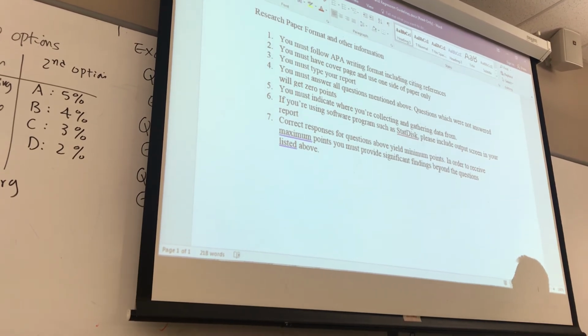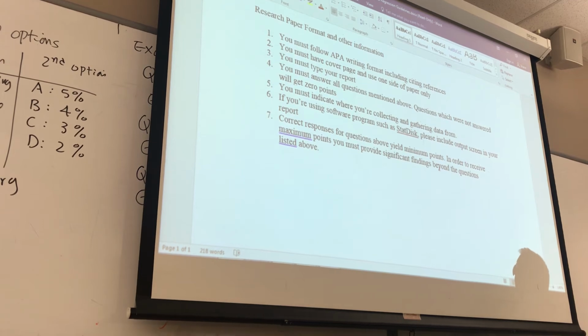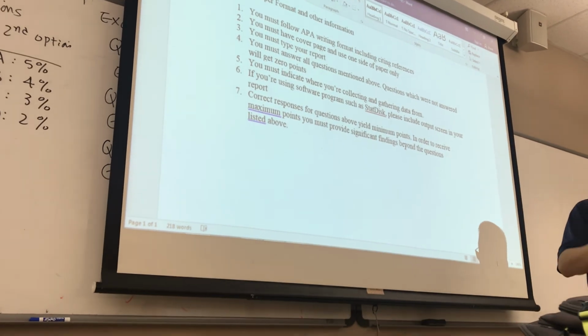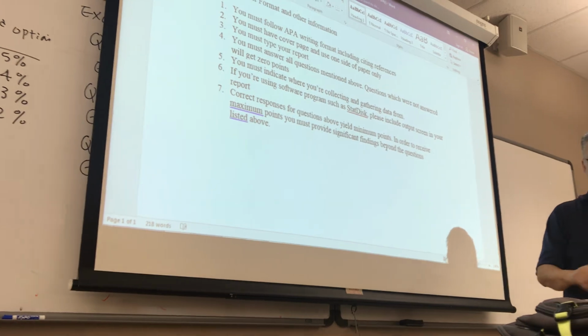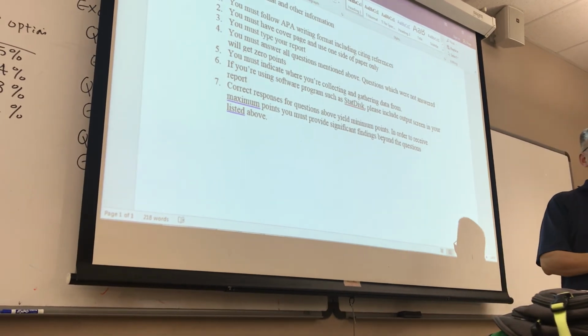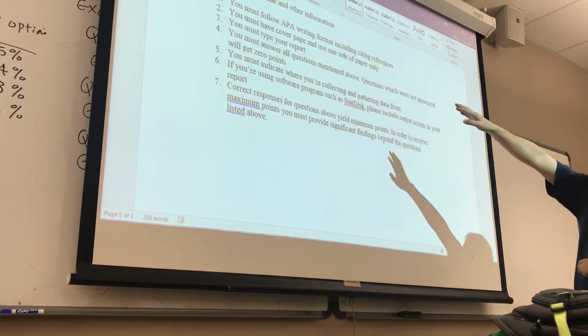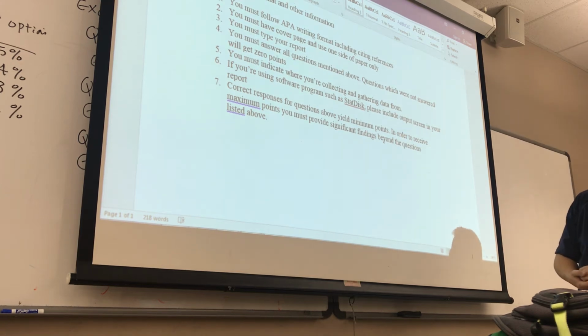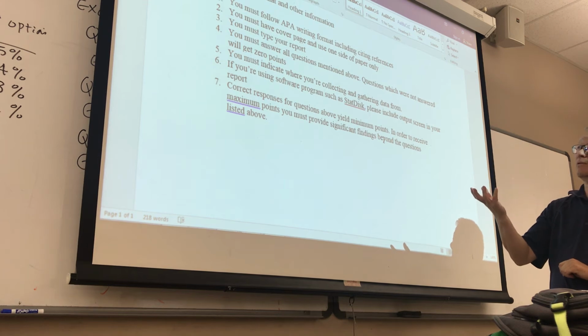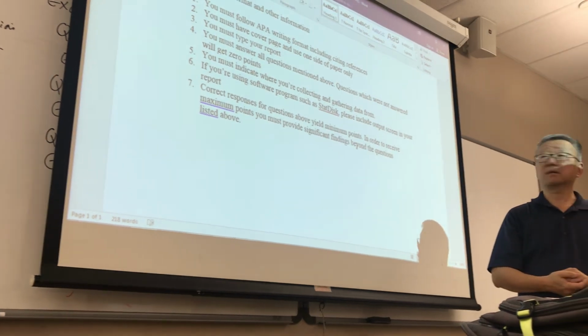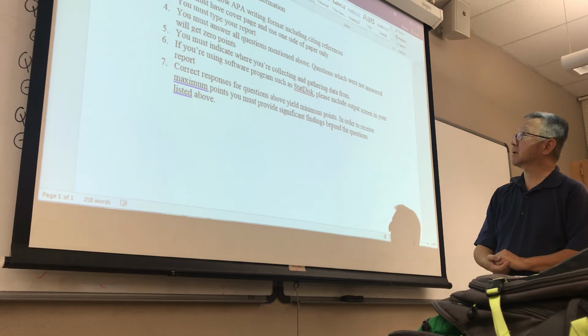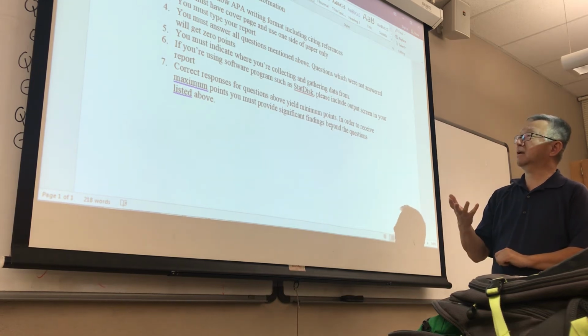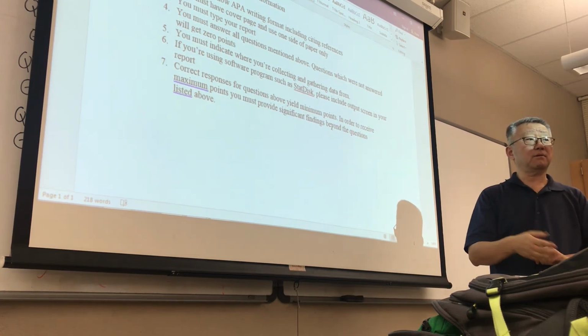So if you are not sure about what the APA format is, you just go to apa.org, then you can follow their format. That means your cover page, and you all have to use one side only, and you have to type your report, including the graph, and you're going to have to answer all the questions above that I'm going to talk about. If you don't answer the questions, then you're going to get 0 for that category.